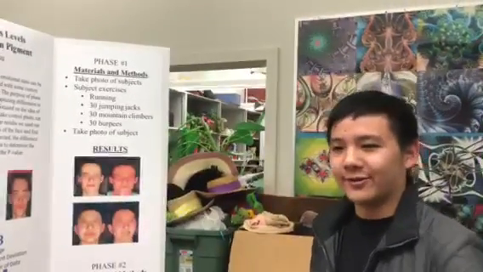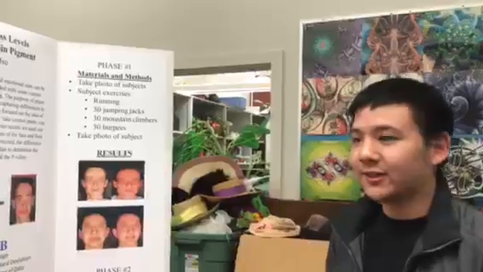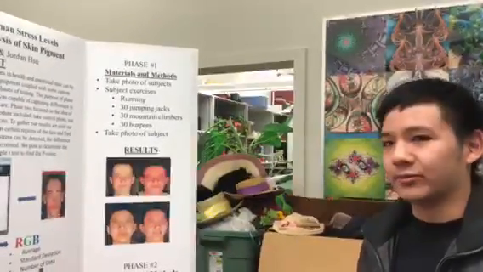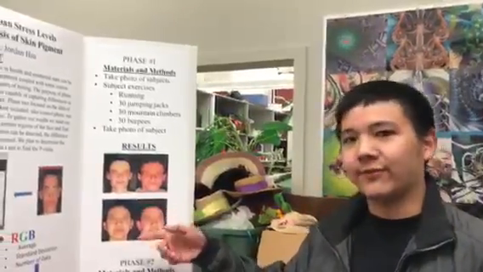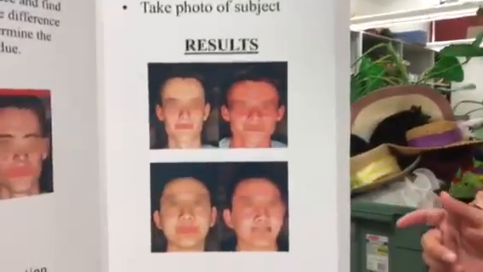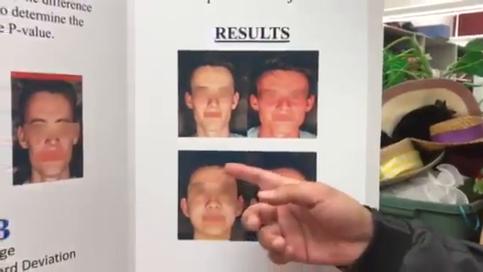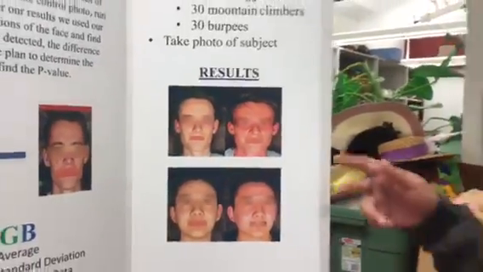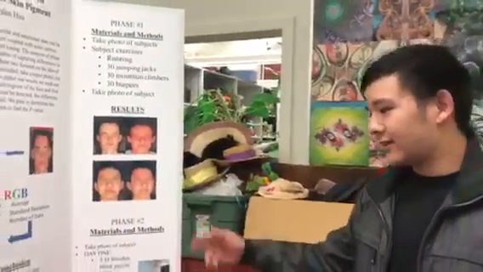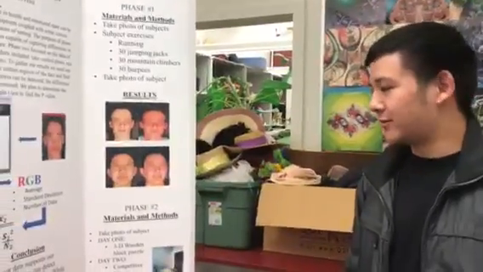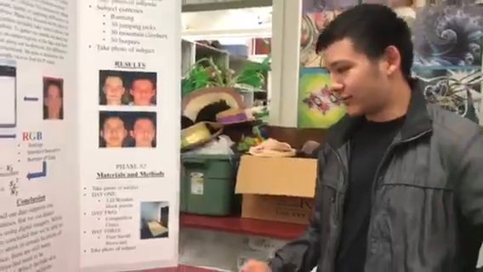So, our project had two phases. Phase one was to see whether or not our project can work. This was done by making subjects undergo physical activities such as running and jumping jacks. We took a picture before they underwent the activity and after. As you can see, in the before and then the after picture, the subjects are a lot redder. Phase two was to induce stress on subjects and see whether or not we can detect stress through that method.